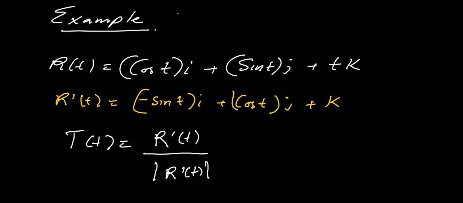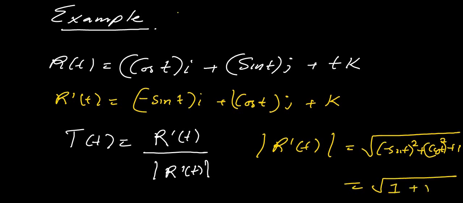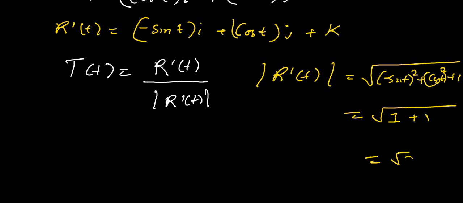Then from here we can get the modulus. The modulus of r prime of t is the square root of negative sine t squared plus cos t squared, plus 1. This is going to give us sine squared t plus cos squared t, which gives us a 1. Remember this from your trig, implying that the modulus is root 2.